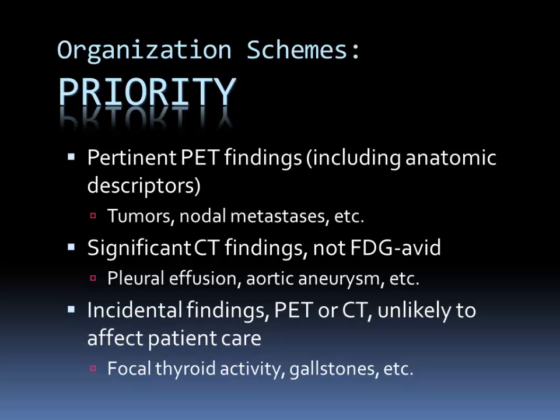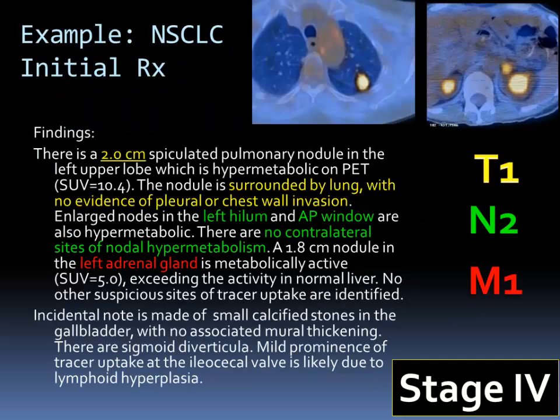Then you would move into the significant CT findings, which may or may not be FDG avid. So if on a PET-CT scan, for example, somebody has a large pleural effusion that may be resulting in shortness of breath, that would be an important finding to denote. And so that would go in that CT findings section. Then finally, at the end of the findings section, you describe the incidental CT findings that should go into the report, but probably are not pertinent to the immediate care of that patient, things like gallstones, some focal thyroid activity, etc.